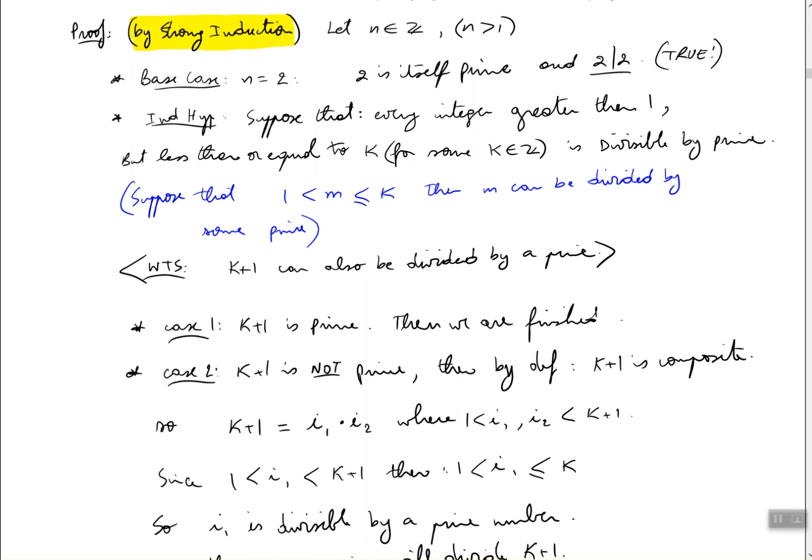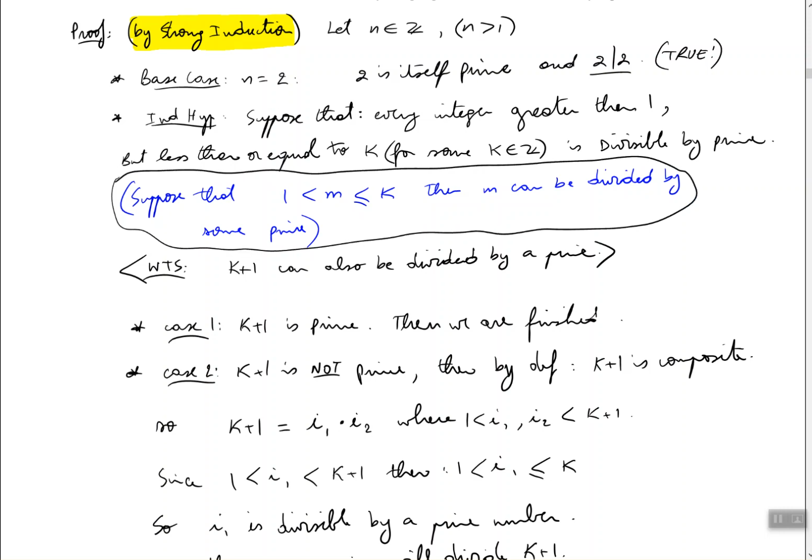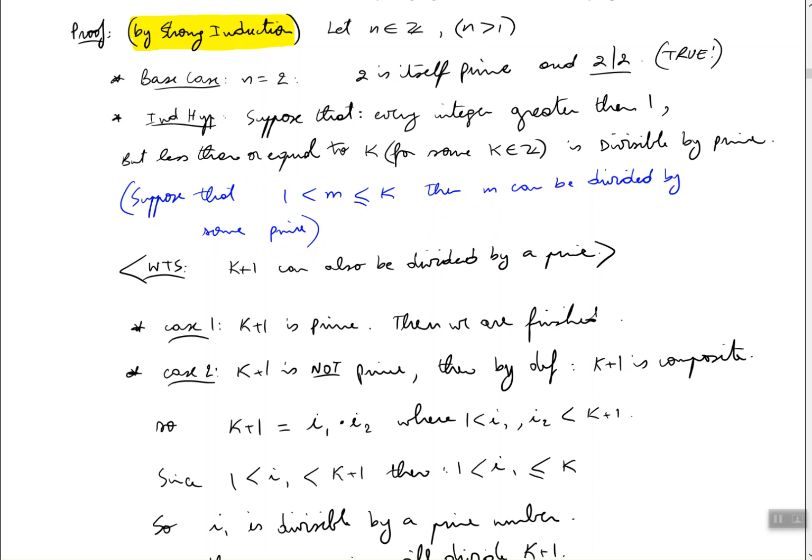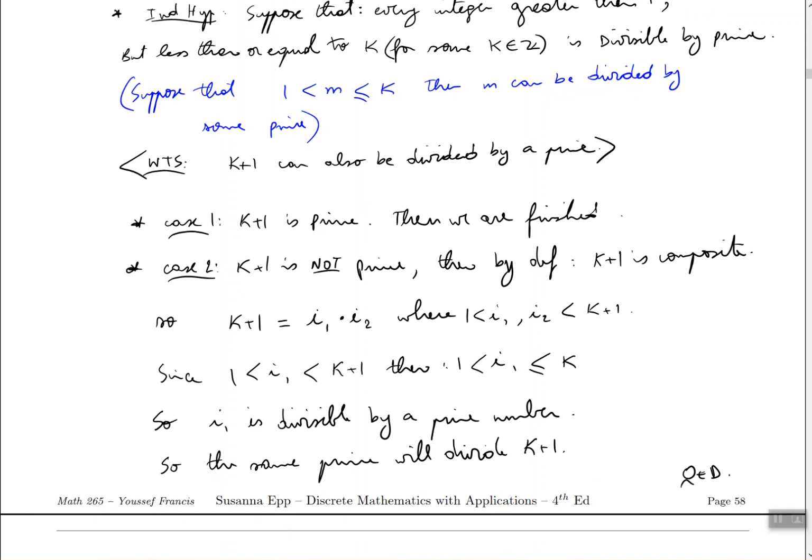So that's what I'm pretty much saying with the blue remark over here. Suppose that every number between 1 and k can be divided by some prime. Now I can't tell you which prime it is, but there's some prime out there that divides the number m. So what I would like to show is that k plus 1 itself can be divided by a prime number. And this is pretty straightforward.